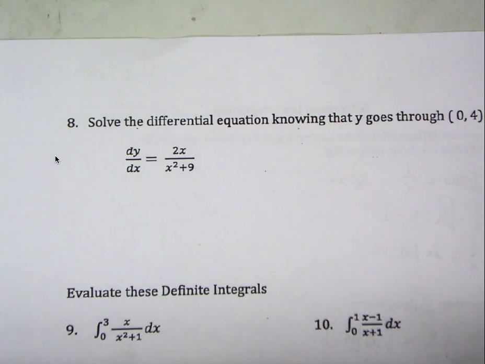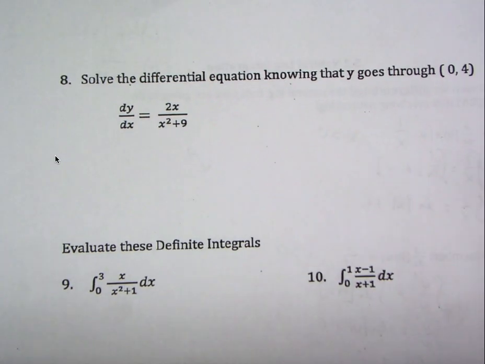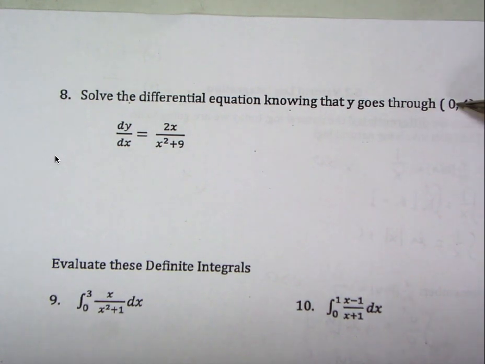Fun one. All right. We'll do a couple more. We're not going to do all these on the notes here, but we'll do a few more. So the next one says, solve the differential equation knowing that y goes through 0, 4. So they're giving you an initial condition, and they're giving you a differential equation. And so think about when we did slope fields and we found particular solutions. Think about what step 1 always was. Separate the variables, separate the variables, separate the variables. We have a separable differential equation.